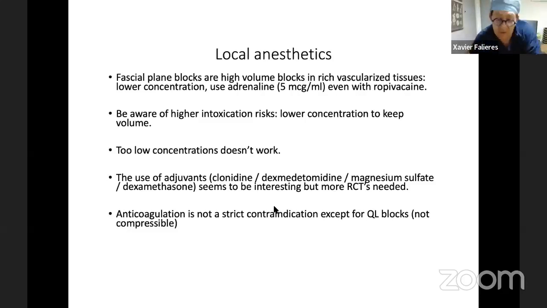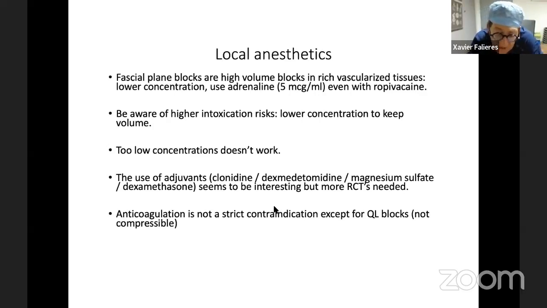So in those blocks, when you need to give high volume, it's highly recommended to use some adrenaline. About the adjuvants, I spoke last time about the adjuvants such as clonidine, dexmedetomidine, magnesium, dexamethasone. Perhaps it's interesting, but we need much more studies about it. So we know that dexamethasone IV works as well as in blocks. So, yeah, if you have it, use it IV. And I would say that the adjuvants in those blocks have never proven any efficacy. The only one could be the depomedrol, which could work.